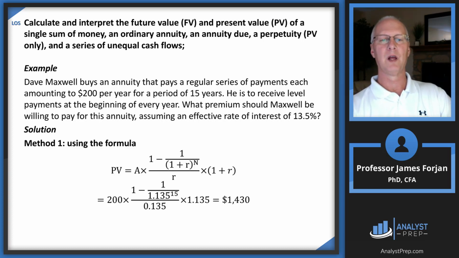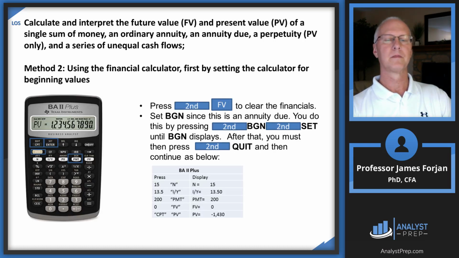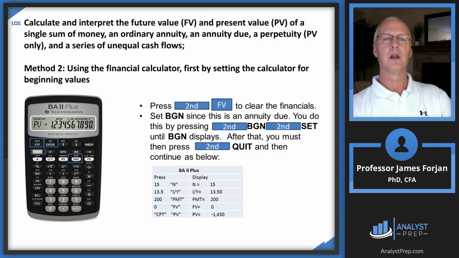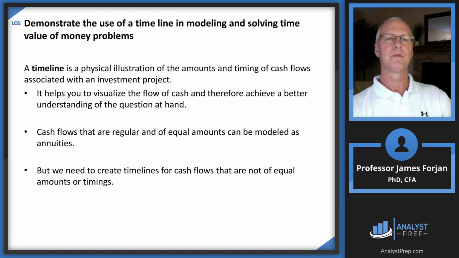Well, we get out that formula for the present value, and there's the 13.5%. Add 1 to it, raise it to the 15th power, and we end up with a present value of $1,430. Or we can use the financial calculator and hit those 5 time value of money buttons, and we'll solve for that same. There's 1430 and there's 1430. I'll let you pause the video to make certain you're up to date on the calculator steps.